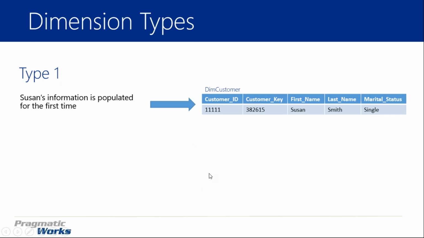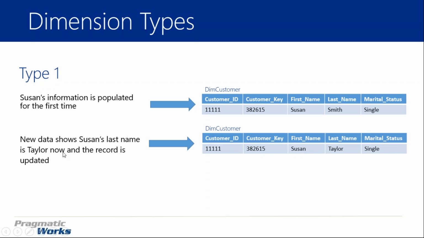A type 1, remember, is where we don't keep history. We change the attributes, but we don't keep any history at all. So once again, Susan calls our call center and changes her last name to Taylor. When we run our ETL process that night that reads from the transactional system, it picks up that she changed her name. It compares it with the dimension and says, okay, we noticed that there's a change. What do you want me to do with it? And then we change the existing record the way it is.